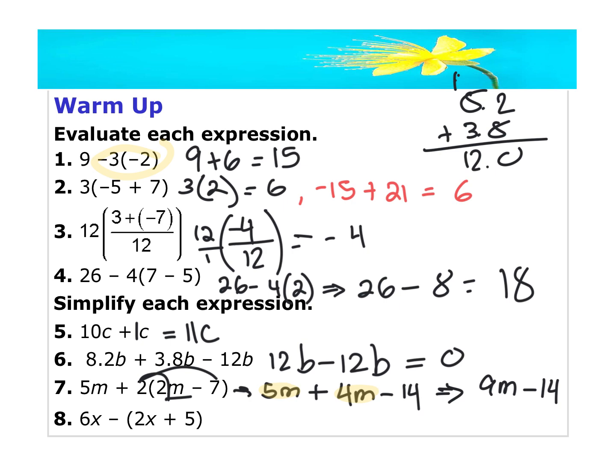Now, let's do number 8. Again, this negative, you can think of it as a negative 1. And since we can't do anything in the parentheses, I'm just going to go ahead and distribute it. I'm going to rewrite the 6x. Now, negative 1 times negative 2x is negative 2x. And then negative 1 times 5 is negative 5. Again, we can only combine the terms that are alike, which is the ones with the x at the moment. And that's going to give us 6x minus 2x is 4x minus 5.